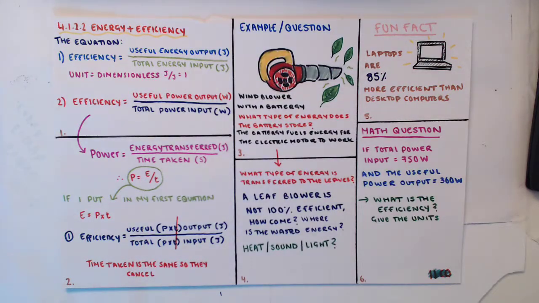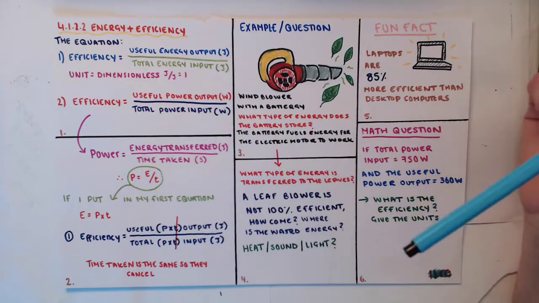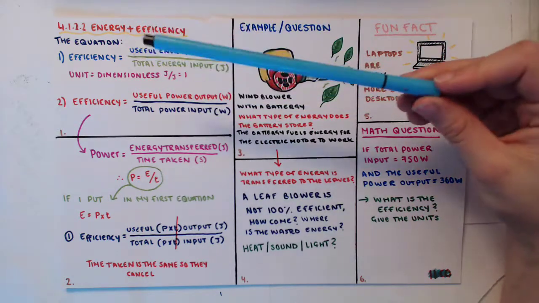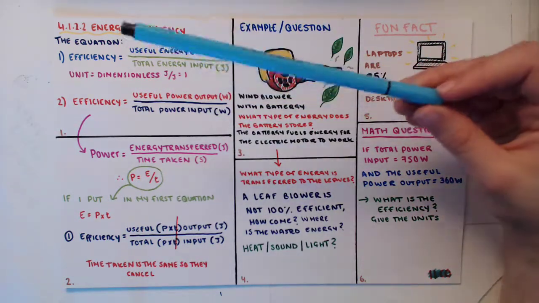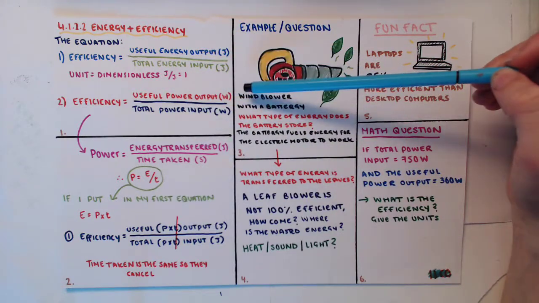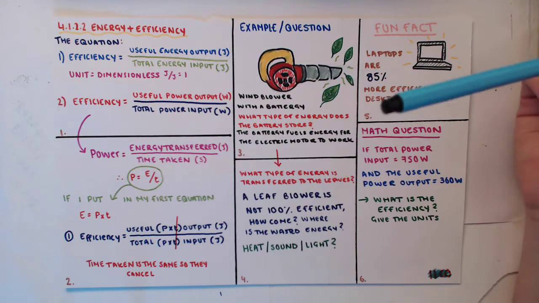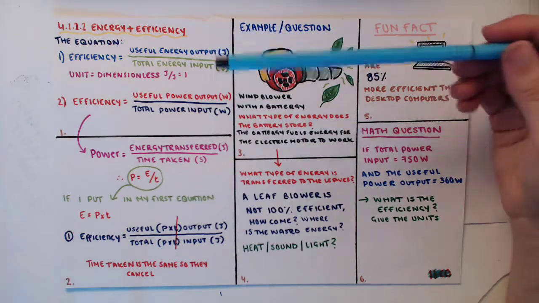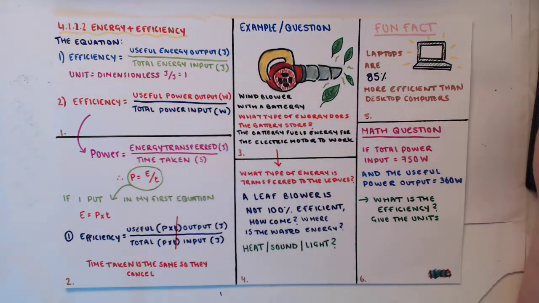Hi guys, today we're going to have a recap on energy and efficiency. So there are two equations for efficiency. Let's start off with the first one. Efficiency is the useful energy output divided by the total energy input. That kind of makes sense. You have the useful energy divided by the total amount of energy, and that should give us how good something works, so how efficient something is.